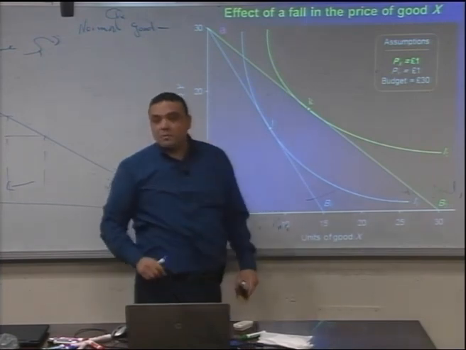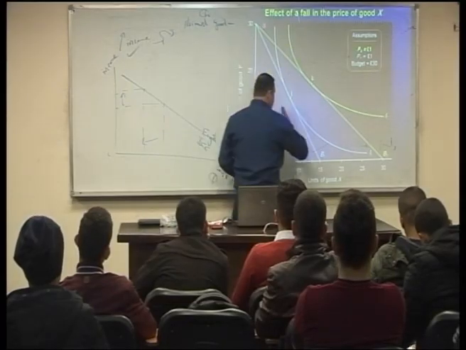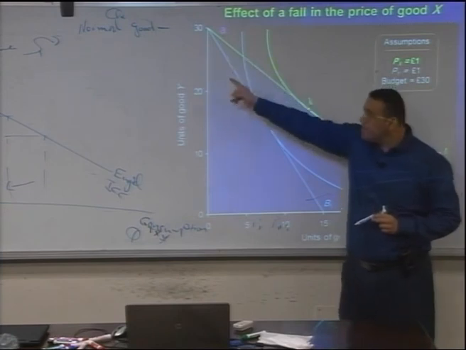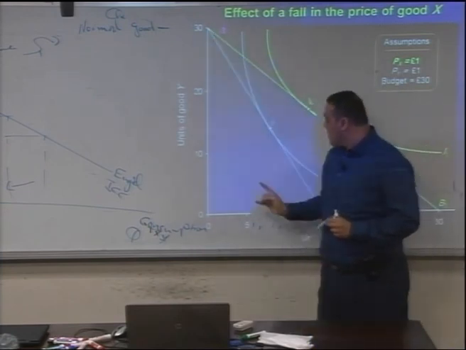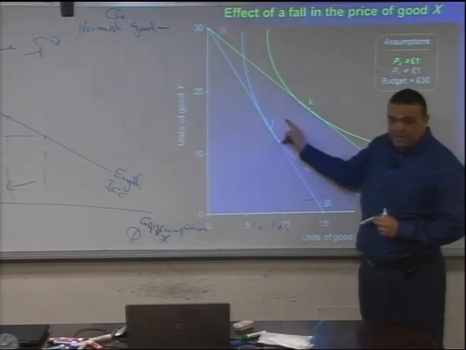Let's go to the price consumption curve. As we mentioned before, when the price of X goes down, let us assume this is the original situation. This is the original budget line, and this is the equilibrium point.